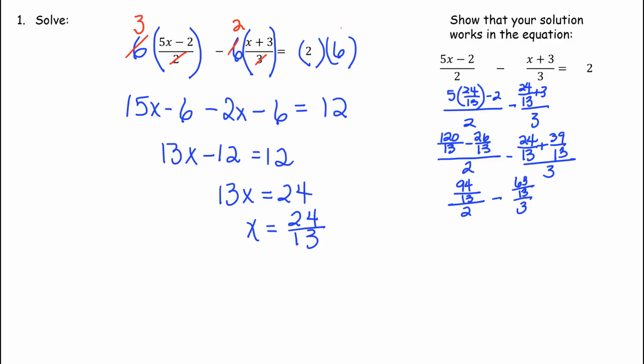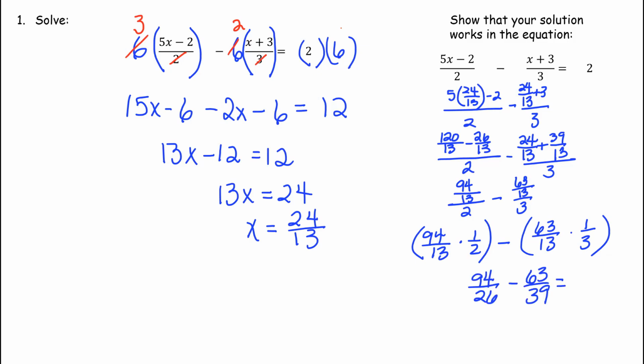Now I'm going to change the first fraction, 94/13 divided by 2, which is going to be 94/13 times 1/2. So I'm going to rewrite that. And then my second fraction, 63/13 over 3, is the same thing as 63/13 times 1/3. I can reduce these fractions.